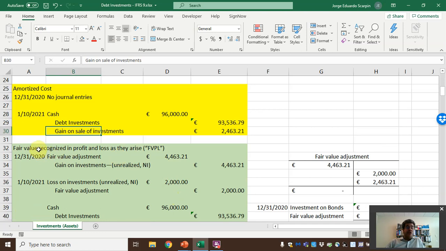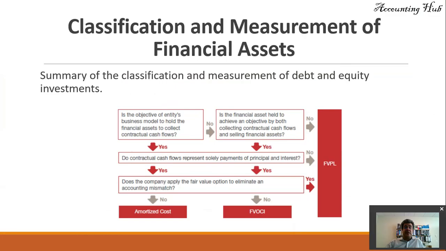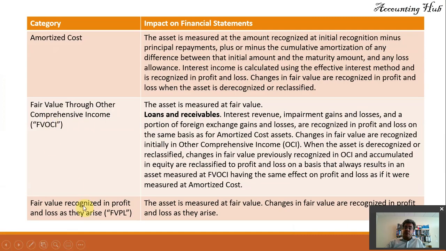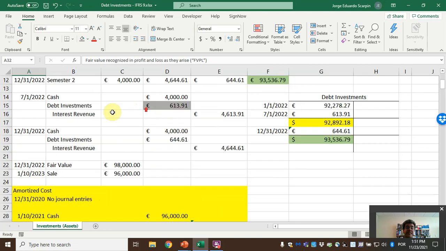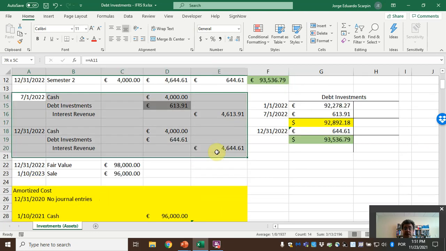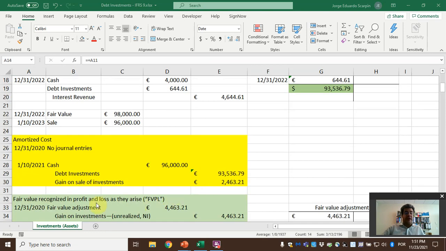Now, fair value recognizing profit and loss as they arise. The old trading classification. That is, by the way, this one here. Asset is measured at fair value. Any changes recognized in profit and loss. So, okay, for this interest here, it doesn't matter which classification we are working with. We do that.